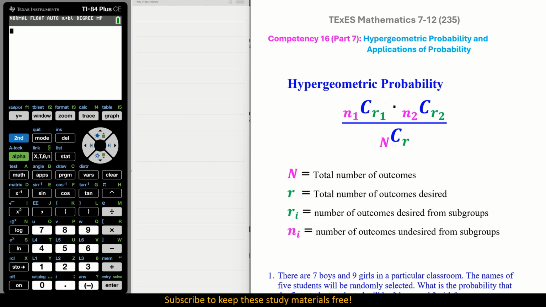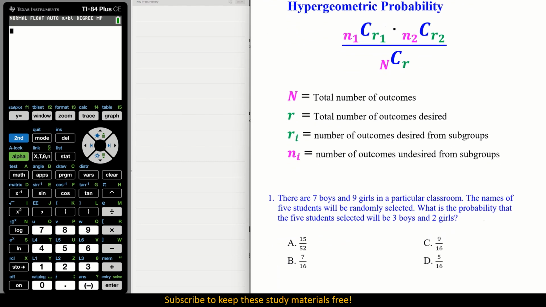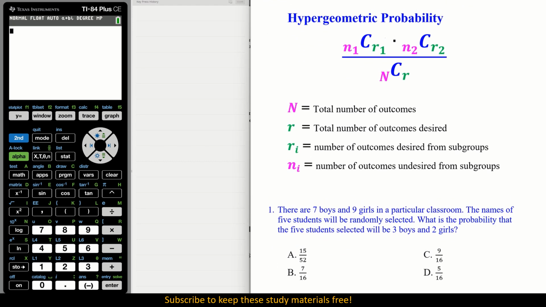Okay, so let's look at number one, kind of refine this concept. It says there are 7 boys and 9 girls in a particular classroom. The names of 5 students will be randomly selected. So we know we've got 5 out of this total. What is the probability that the 5 students selected will be 3 boys and 2 girls? Okay, this is what's kind of going on here.